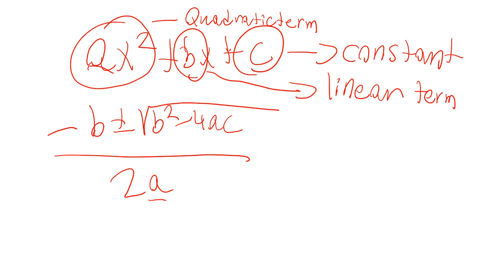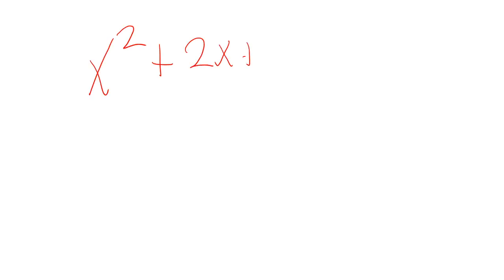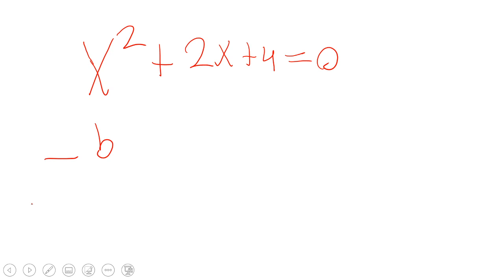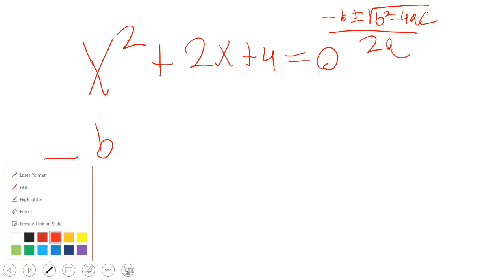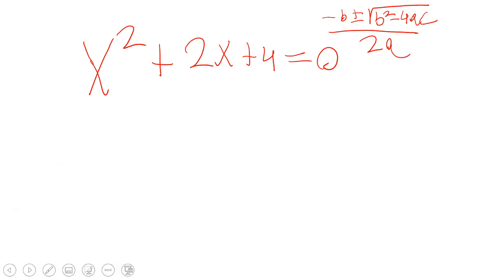Now I'm going to give a couple of examples. x squared plus 2x plus 4 equals 0. Solve the quadratic equation. Now I'm going to put the quadratic formula up here. In this case, the coefficient of the quadratic term is just 1, x squared. So we don't need this a.